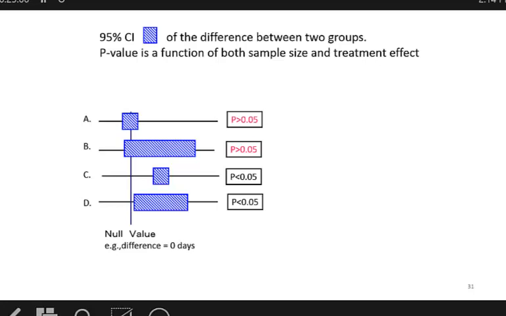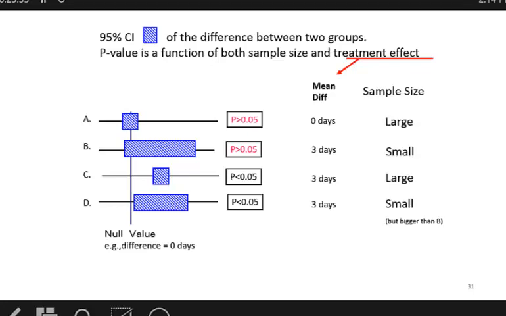Now we can put both, but just assume you're allowed to use only one, either one. Which one? CI? Okay. So here, if you only look at the p-value, you can't really tell the difference between A and B, right? The p-value could be like 0.3 for both cases. But you know for sure that between A and B, something is different, right? So what is different? It's the sample size.